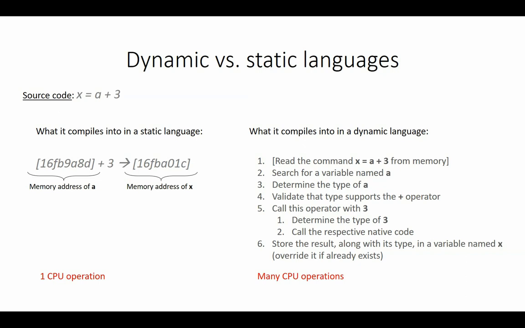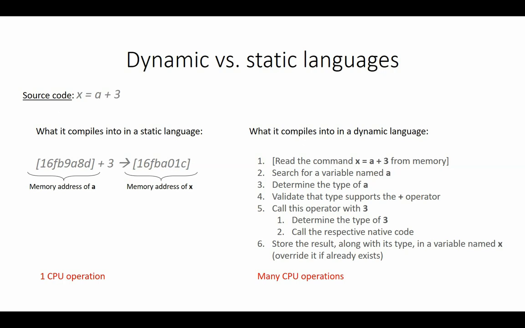So if we were to execute this line of code in a dynamic language, what your computer would have to do is something along these lines. It would first need to read this command from your memory. Then it would have to search for a variable named a, because again, in dynamic languages, you don't pre-specify all the variables. Instead, Python keeps something like an internal dictionary with all the variables, mapping each variable name to its content. So it would have to look for a variable named a.